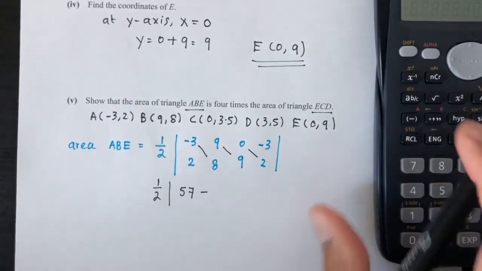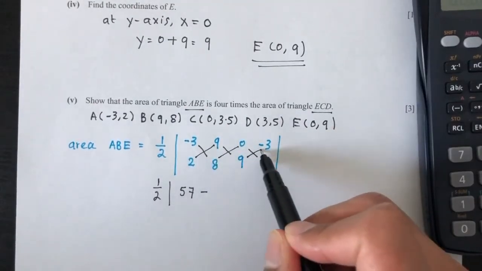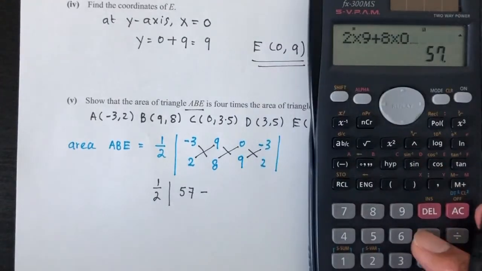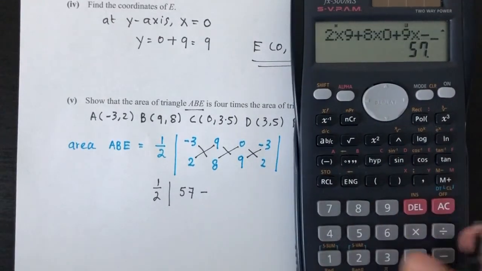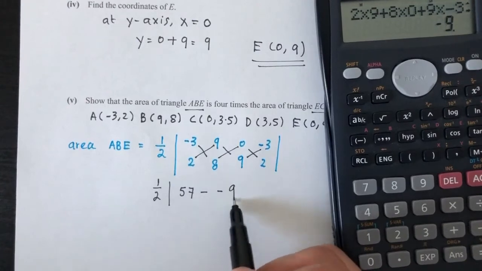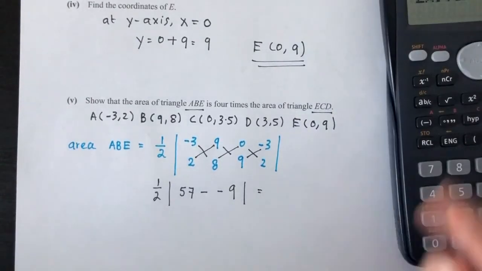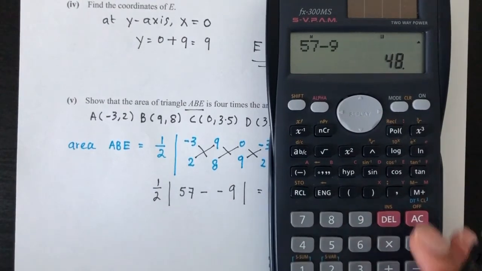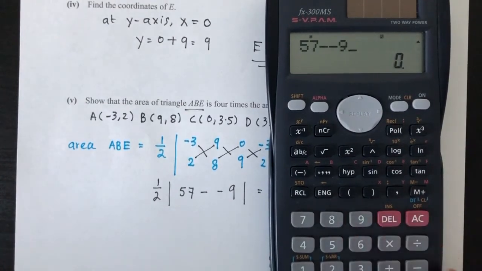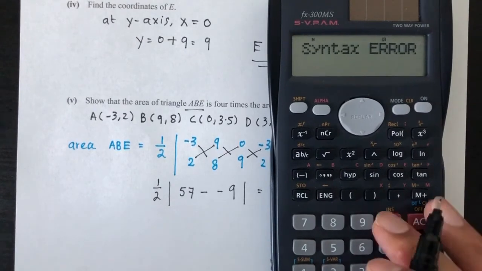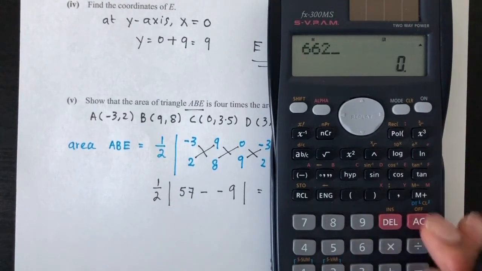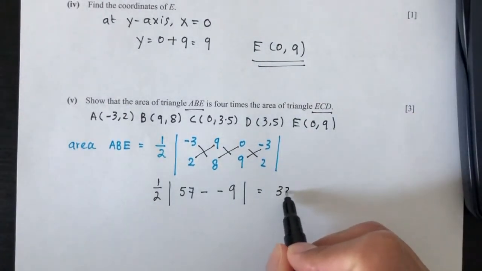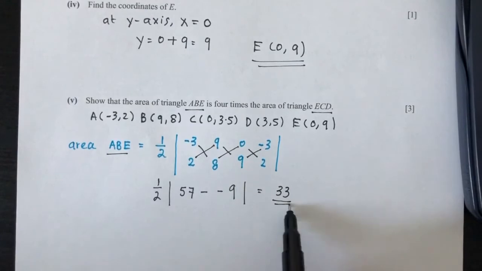57 minus, now in this direction, that will be 2 times 9 plus 8 times 0 plus 9 times minus 3. That should be minus 9. So simplify, that will become 57 minus 9, divided by 2. That will be 66 divided by 2. That should be 33. So the area of triangle ABE is 33.